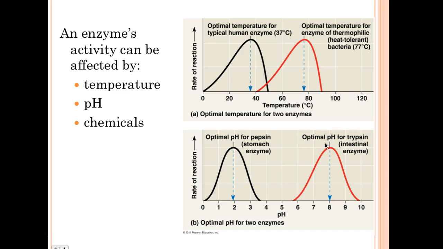And we also spoke about how an enzyme's activity can be affected by temperature, pH, and other chemicals in the body or introduced into the living system. So you could see different examples. Here we have in part A, the rate of the reaction, temperature, and what would happen there. And then down below in part B, you have the optimal ranges for pH for two different enzymes, one being an intestinal enzyme, the other being a stomach enzyme.